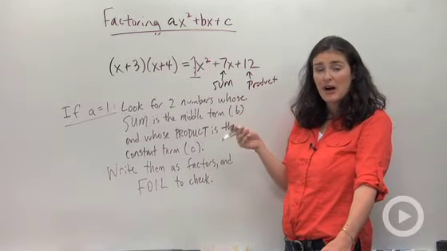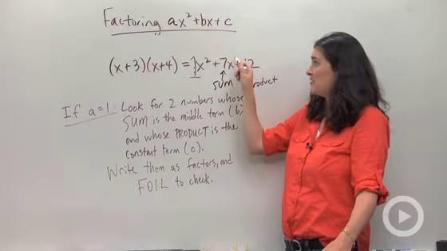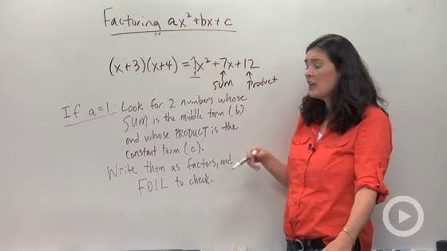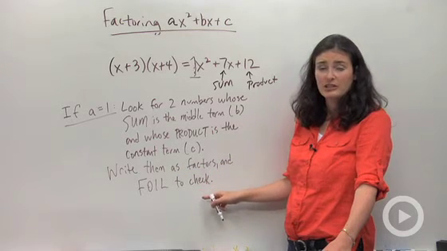Keep in mind you might have positive and negative numbers. That's going to show up later on when you have a negative value right there. Once you have those two numbers, write them as factors and FOIL to check your work.